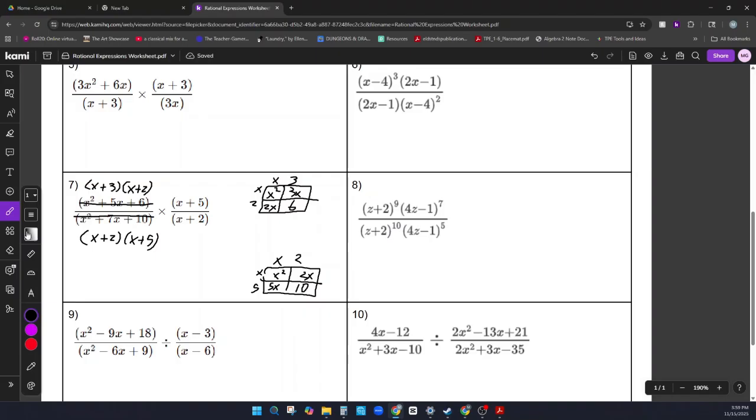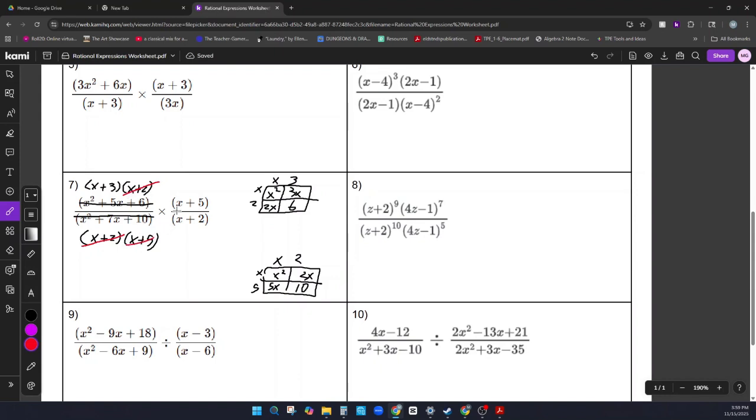From here, I can start canceling. Remember, I can only cancel top to bottom. I can't cancel this 2x with this 2x because they're both in denominators. But I can cancel this 2x with this 2x. I can cancel this x plus 2 with this x plus 2 because one is the numerator, one is the denominator, so I'm dividing by them. When I'm dividing anything by itself, it cancels.